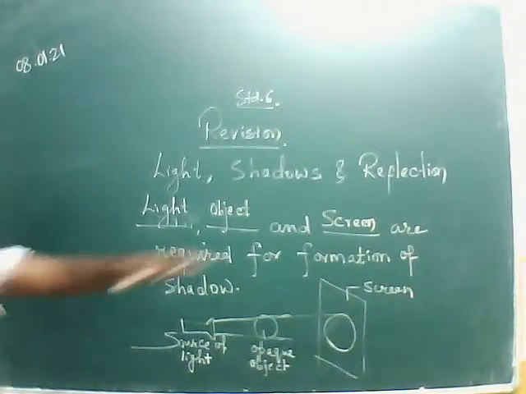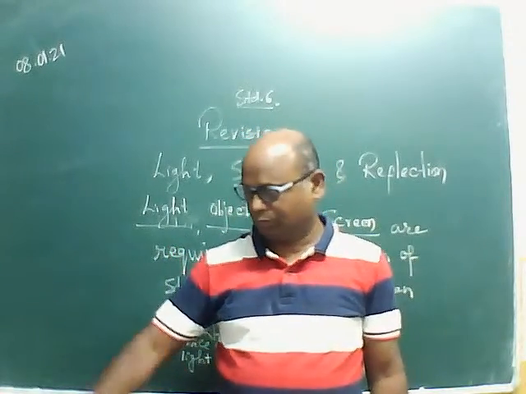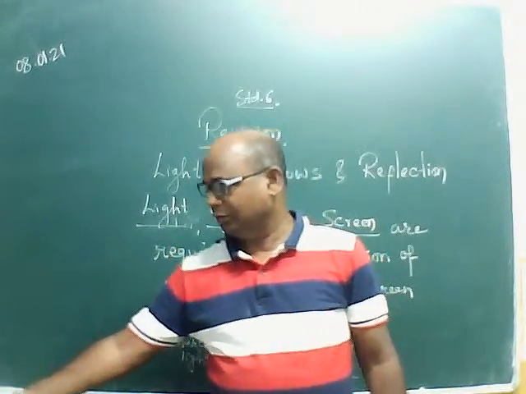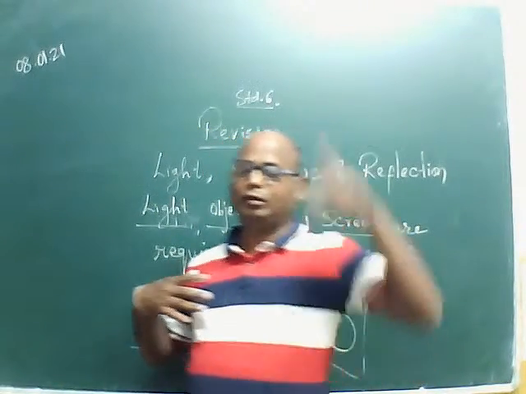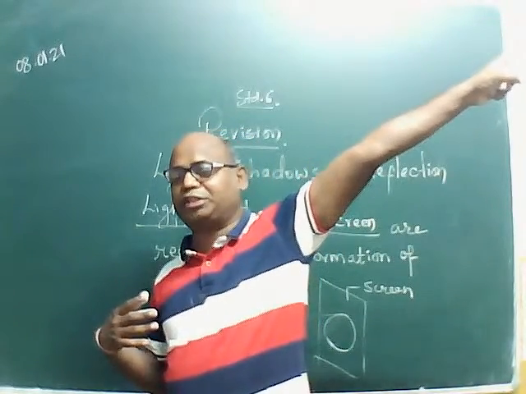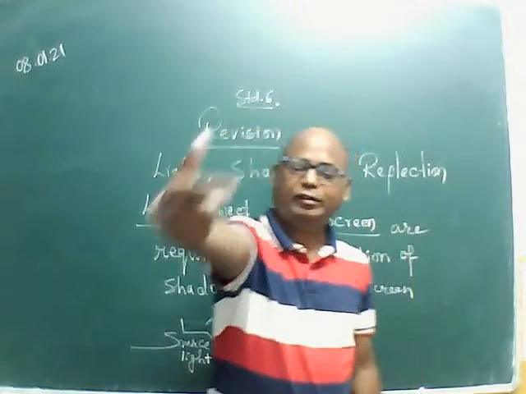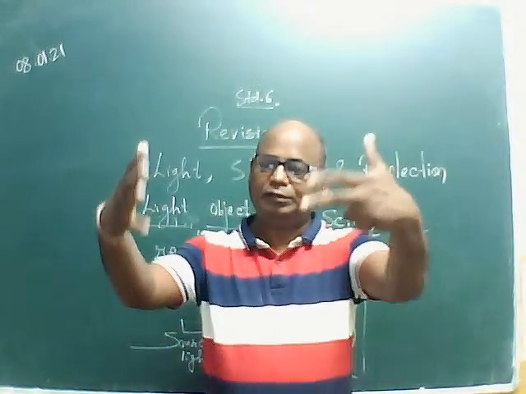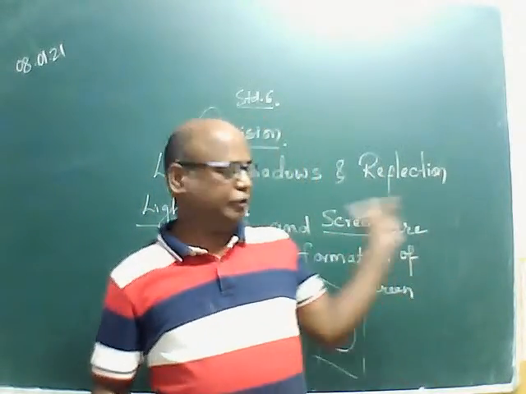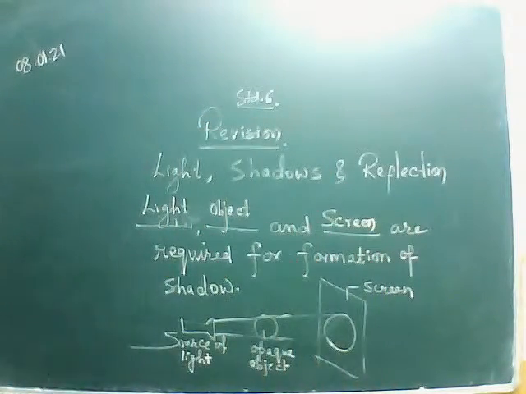Suppose you go on the terrace and your friend switches on a torch from the bottom, from your legs onto your body. There is no screen for the formation of the shadow. Can you see the shadow? No. But if you are standing in front of a wall and your friend switches on the torch during night hours, the beam of light will be blocked by your body and your shadow will be formed on the wall, isn't it? So a screen is also very much required for the formation of a shadow.